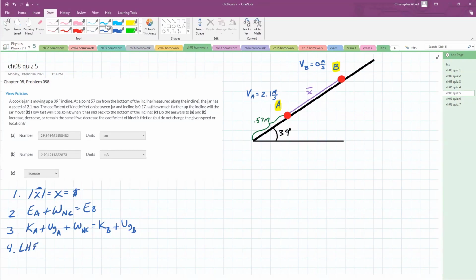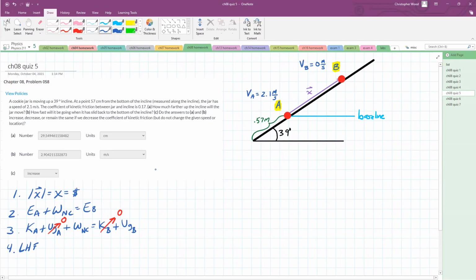So low-hanging fruit says there are some zeros here. Oh, I've got to establish my baseline. Here's my baseline. This will be my baseline right here. So with that as my baseline, I have a few zeros here. My kinetic energy at B is 0 because it skids to a stop. My potential energy at A is 0 because that's my baseline. And I guess that's it. Right, so let's keep going.